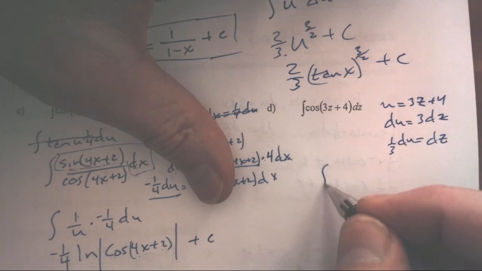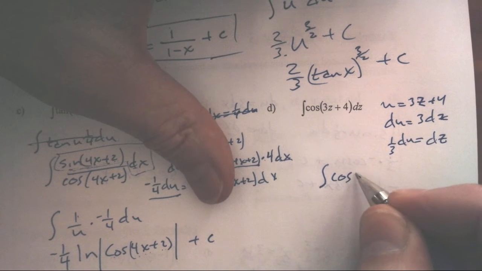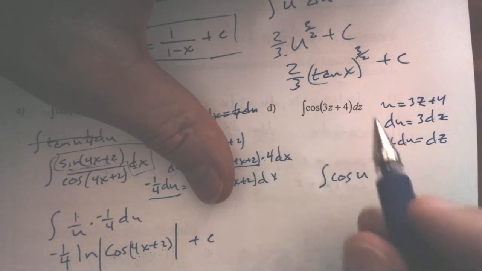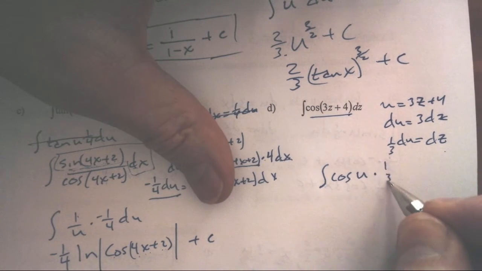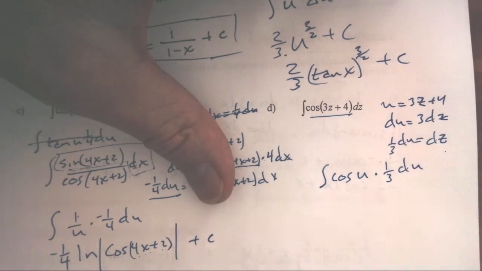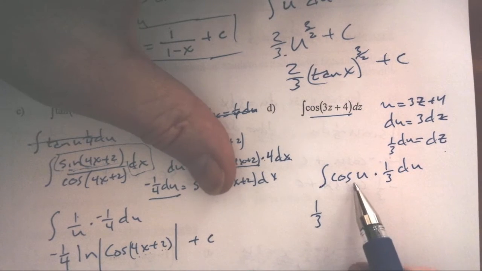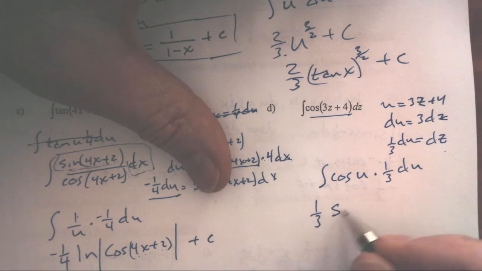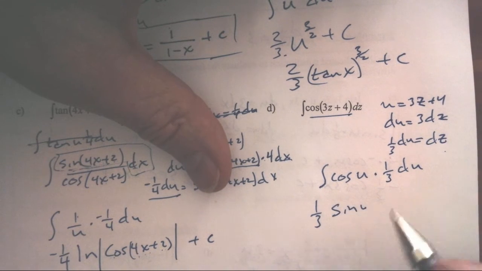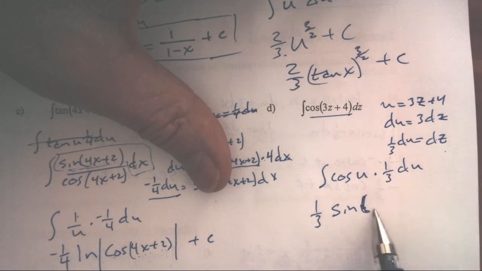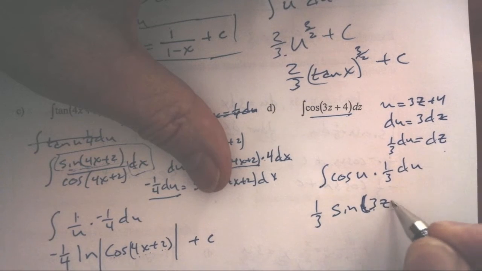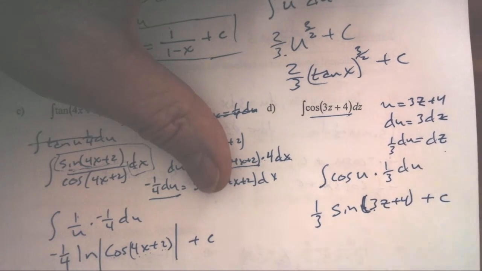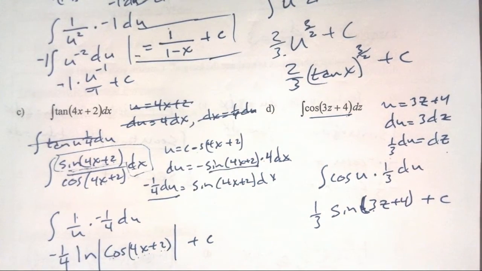So what do I end up with here? Integral cosine u, and in place of dz, I can put 1/3 du. So 1/3 out in front. Antiderivative of cosine is sine. Sine of u, because derivative of sine is plain old cosine. What is u? 3z plus 4, plus c, a constant.